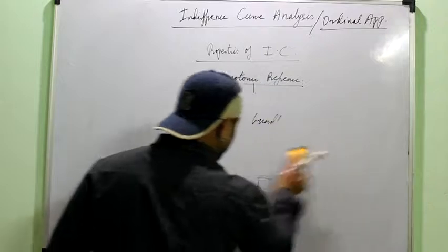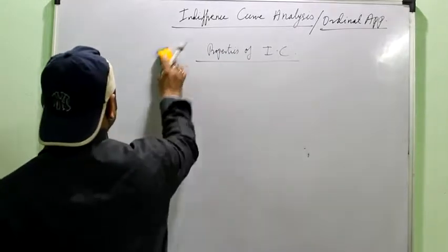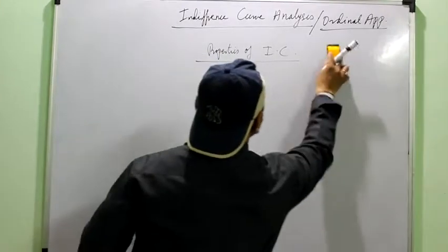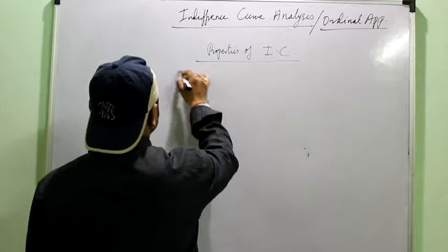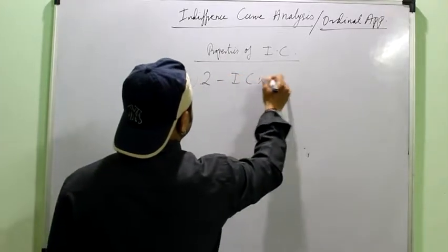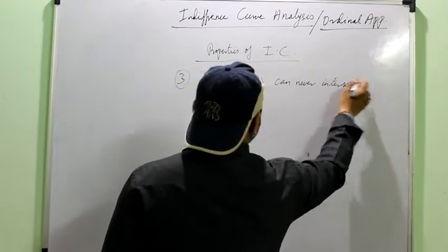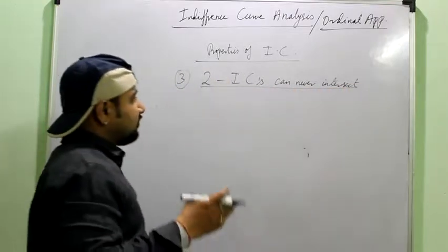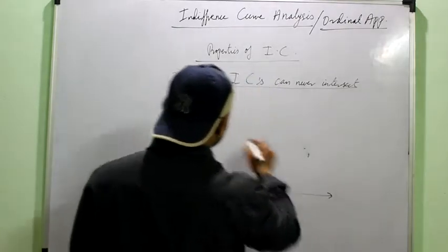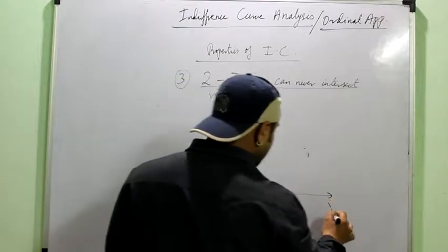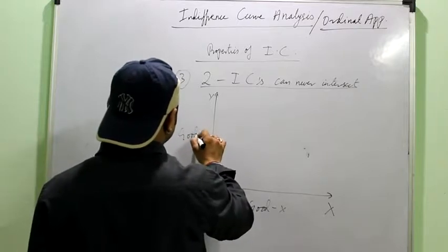Now the next two properties of an indifference curve are based on monotonic preference. Again, the third property is an important property, and a question can be framed. Actually, all these properties of an indifference curve are very important. Third is: two ICs can never intersect. To prove that this is wrong, first we have to make them intersect. This property can only be explained with the help of a diagram. Without a diagram, you will not get marks if you explain this particular property.